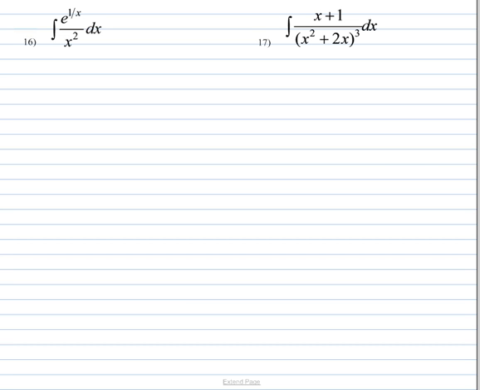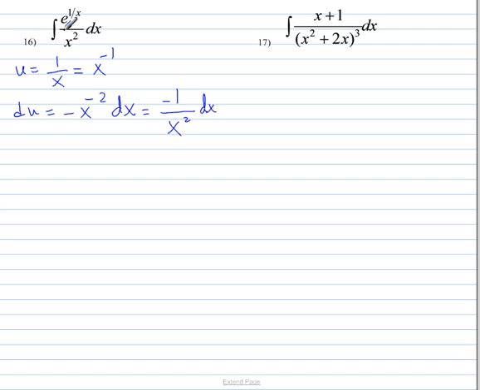We're going to continue with 8.1 review by doing number 16. We're still using substitution. Here, u is going to be 1 over x, the exponent of the e. The reason for that is when you rewrite this as x to the negative 1, the derivative of u is negative x to the negative 2 dx, which is negative 1 over x squared dx.